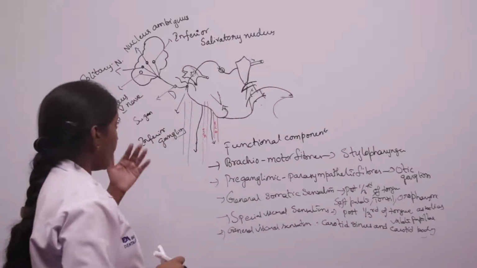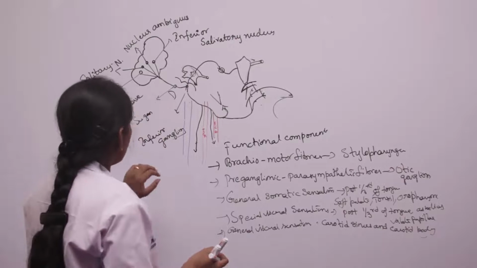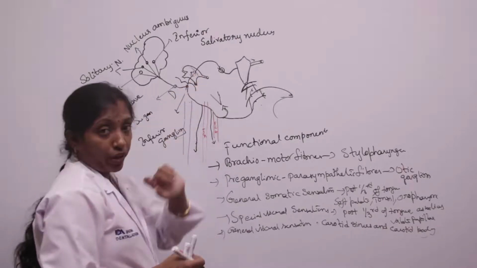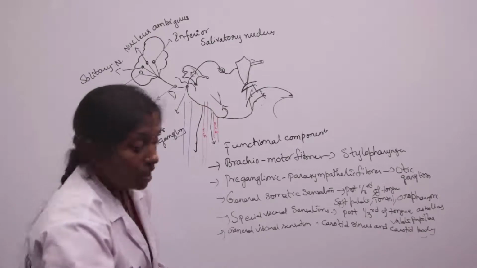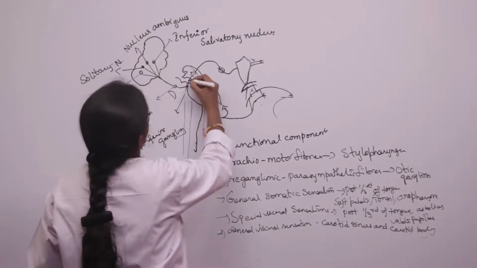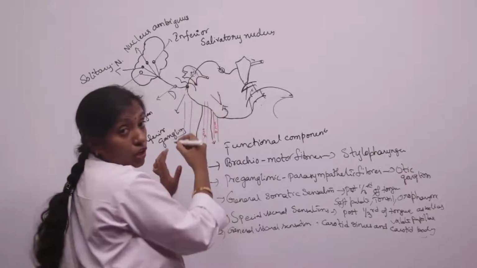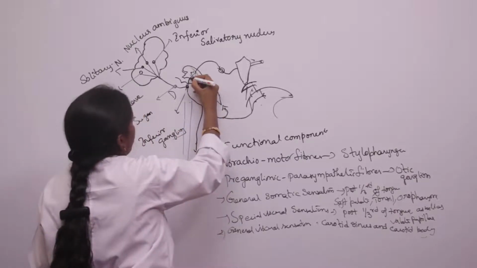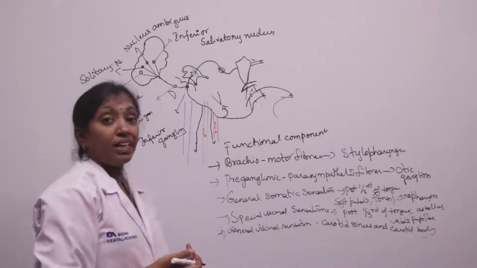Okay. So, what are the branches given by the glossopharyngeal nerve? Here it gives one important branch that is called the tympanic branch. So, this is the tympanic branch of the glossopharyngeal nerve. This is the inferior ganglion of the glossopharyngeal nerve, and this is the tympanic branch. This tympanic branch forms the tympanic plexus.